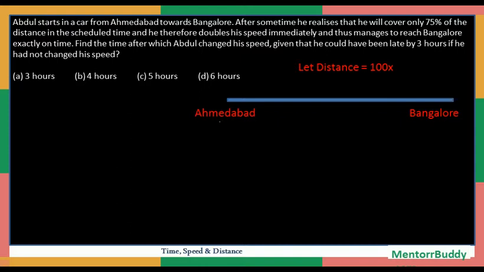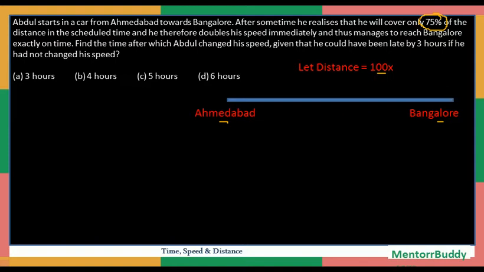So let's say this is one city, Ahmedabad, this is another city, that is Bangalore, and after some time he realizes that he covers a distance of only 75%. So whenever I see this value to be 75% or like 20%, 35%, I consider the relative value in the form of 100x. Why 100x? Because it will be quite simple in that case in order to solve the answer.